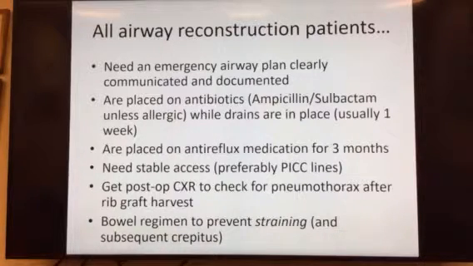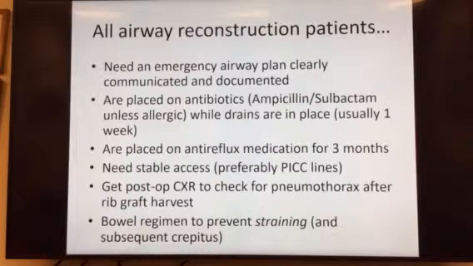Post-operatively, all patients are placed on antibiotics. Preferably, this would be ampicillin and sulbactam, unless they're allergic. The common name for that is Unasyn. The reason for that is you want to put them on antibiotics while the drains are in place, and usually the neck drain is in place for about 1 week. That's a foreign body. You want them on antibiotics, and regardless, if they were to have any sort of leak through their anastomosis, you would like them to be well covered.